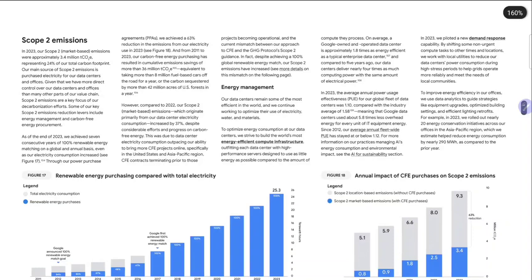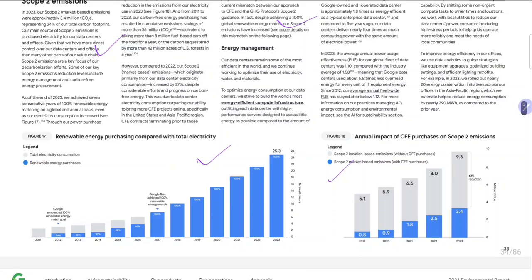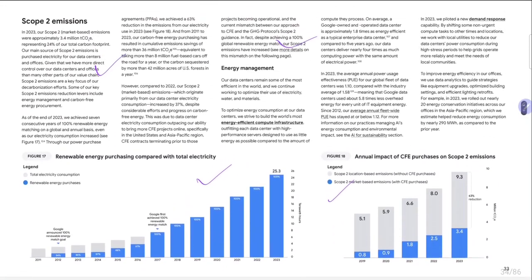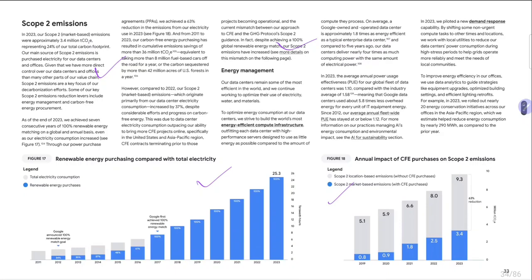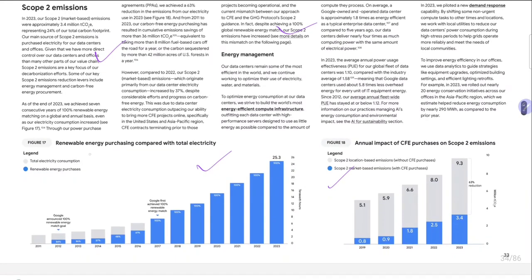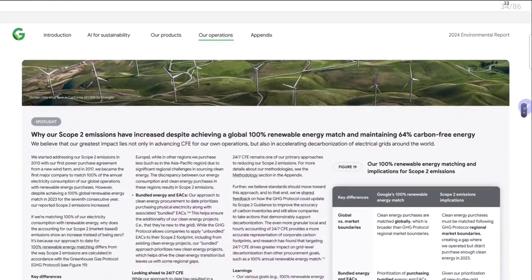And moving forward, this is about scope 2, the qualitative information. Then the particular graphs are also available related to scope 2 actually. Okay, so that information is provided. So renewable energy purchase compared with total electricity, annual impact of CFE purchase, carbon-free electricity or energy purchase, on scope 2 emissions. So this is also provided here.